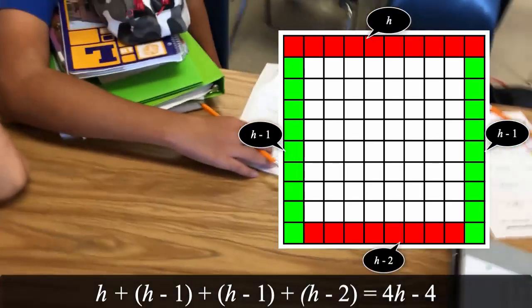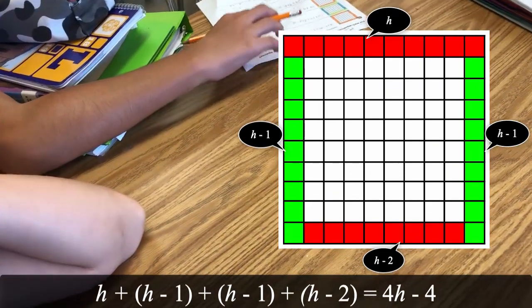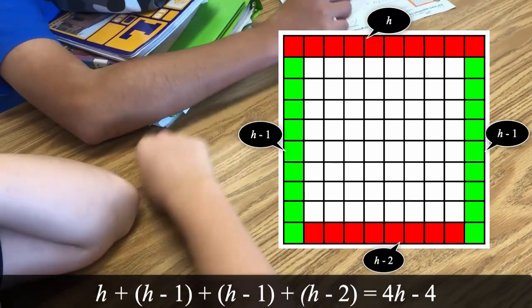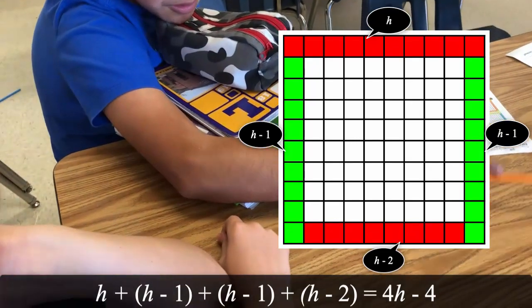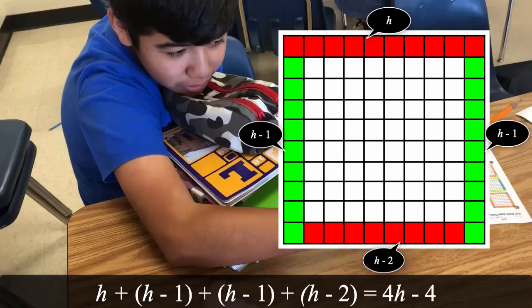Basically 4 times 8, so that would be 40. And then it says subtract 4, so subtracting 4 would mean 36. So the original answer with the outside of the box. So you're telling me 4 times 8, but h is 10, which equals 40, minus 4 equals 36.